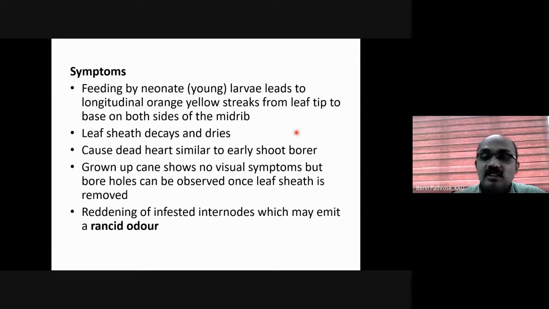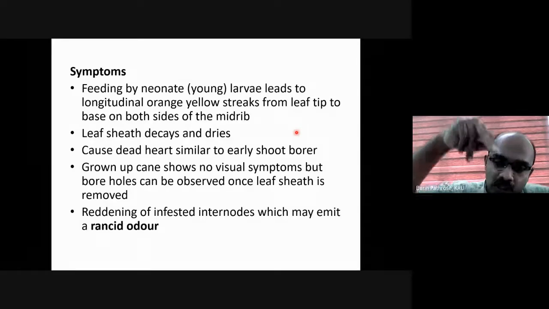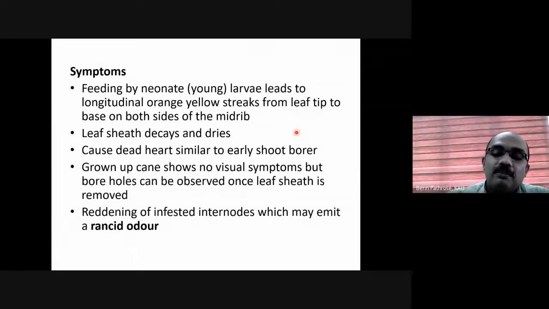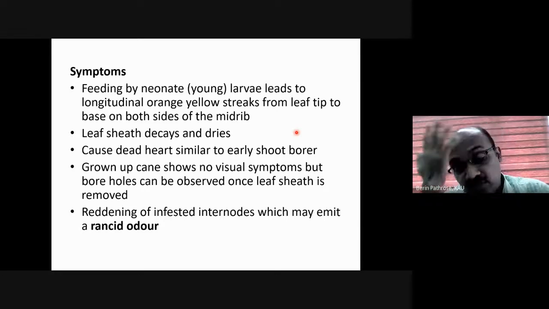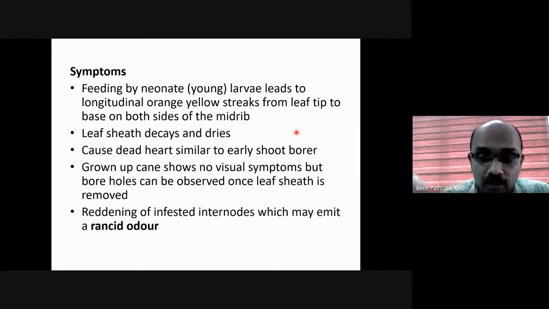So the symptoms: the neonate larvae, while moving down the leaf along the midrib, will feed on the leaf surface, and we can see orange yellow streaks. It feeds on the leaf sheath, and it leads to decaying and drying of the leaf sheath. In the early stages, it will lead to formation of dead heart, which is similar to early shoot borer, but later on, it won't produce any visual symptoms.